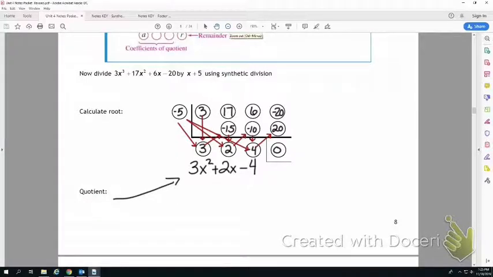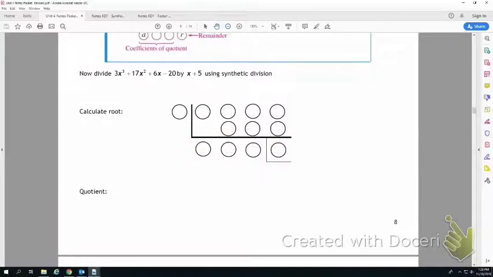A couple issues that came up last class is, okay, well, do I add or subtract? I don't know what to do. It's all dependent on whether it's positive or negative. This was negative 15, so we subtracted. This was negative 10, so we subtracted. This was positive 20, so we added. It's just if it's positive, you add. If it's negative, you subtract.